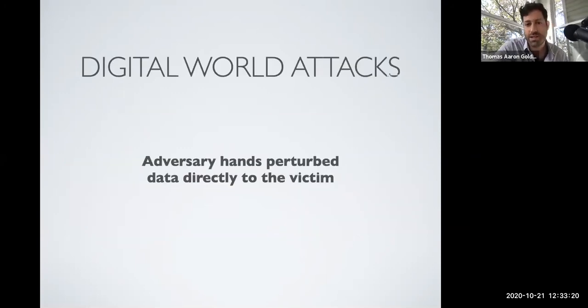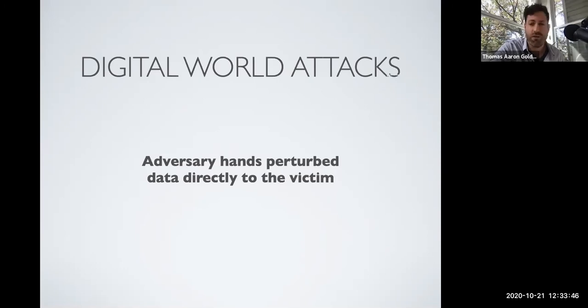There are a few different kinds of attacks that we're going to look at today. The first kind are called digital world attacks. When I say the digital world, I mean that you attack a digital object like an audio file or an image, and then you can directly hand that image off to a machine learning system. Digital world attacks are, in a lot of ways, the most dangerous kinds of attacks.